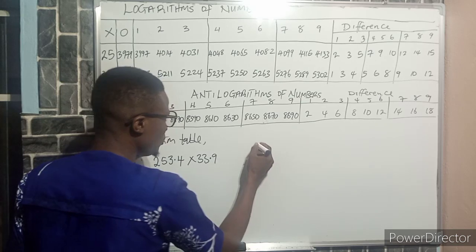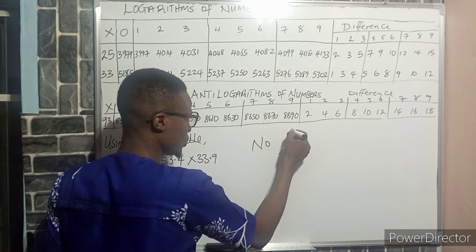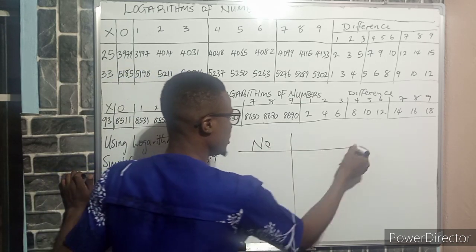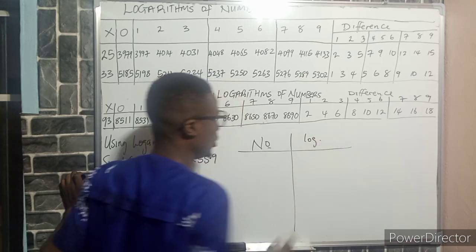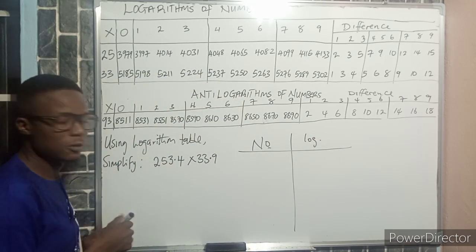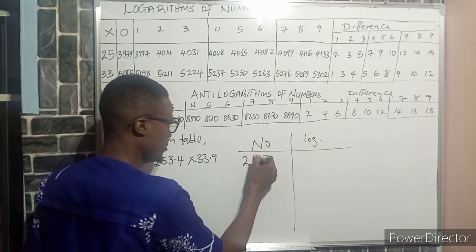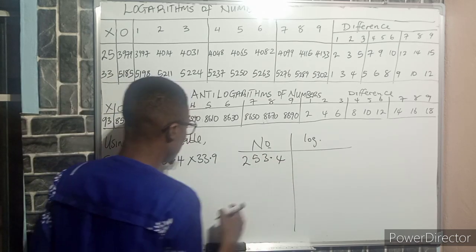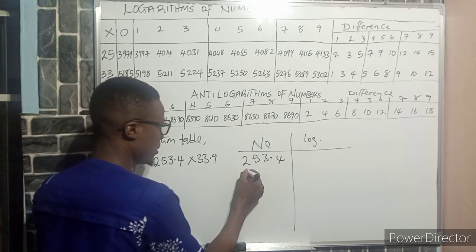So here, you write your number, then logarithm or log. The first number we have here is 253.4, you write 253.4, while the second number is 33.9.